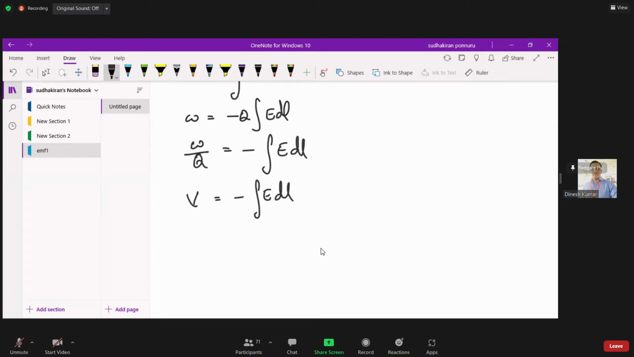Here dl is with respect to displacement. That means the point charge Q is displacing from point A to point B. This is called the total displacement L, but instead of total L, we have considered a small part of L, which is dl. If you want the total length, you have to integrate from A to B. Therefore, V is equal to minus integral from A to B of E dl.